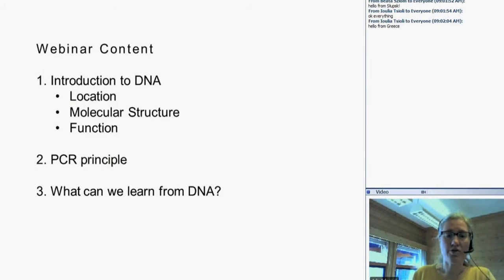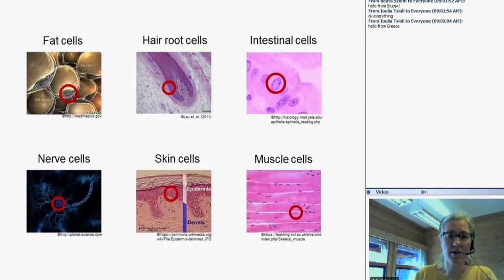The content is going to be a short introduction to DNA: where it is located, its molecular structure and its function. Then I'm talking about the PCR principle. PCR is a very important tool in genetic research. And then finally, I'm giving a short overview of what we can learn from DNA and what we can use it for. Okay, so off with the start.